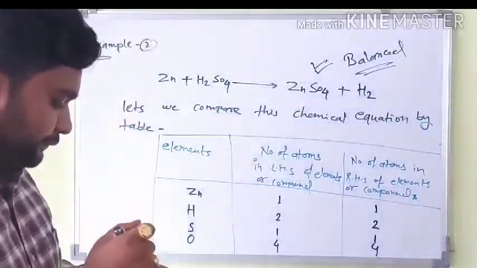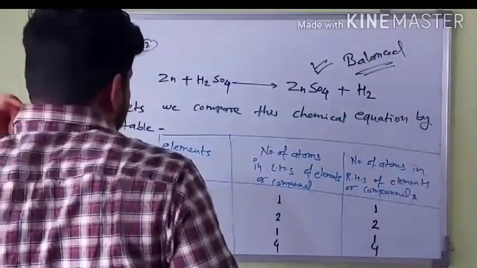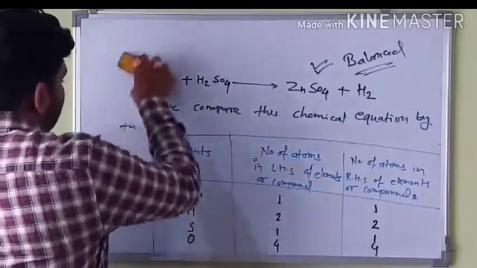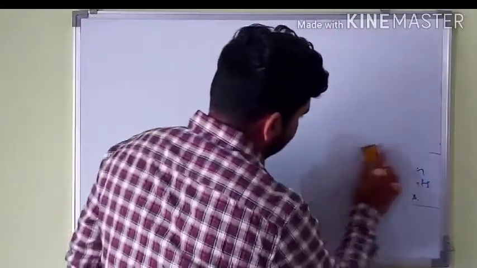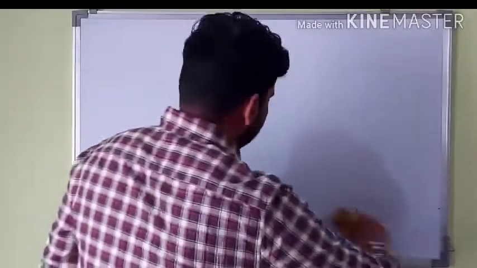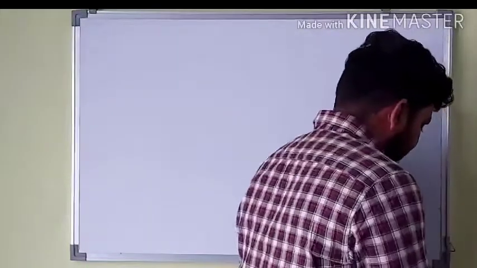Let's check. The most important thing of this chapter is how to balance a chemical equation. Okay, next, how to balance our chemical equation.